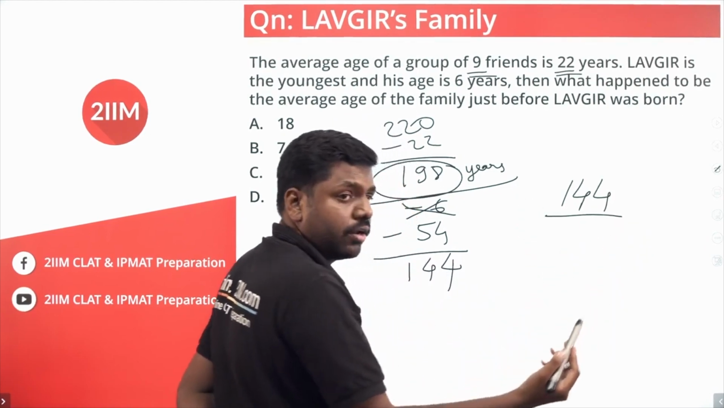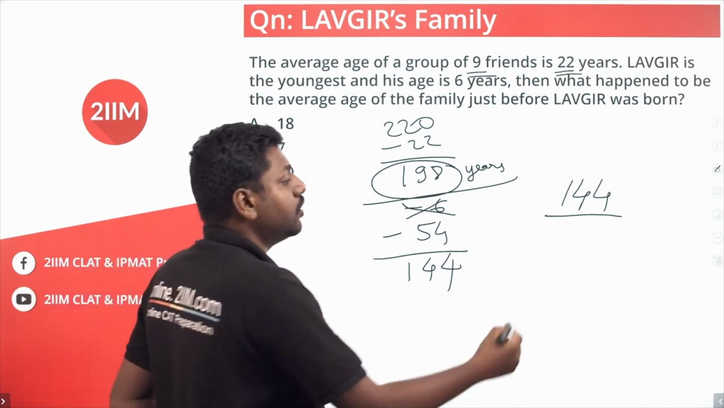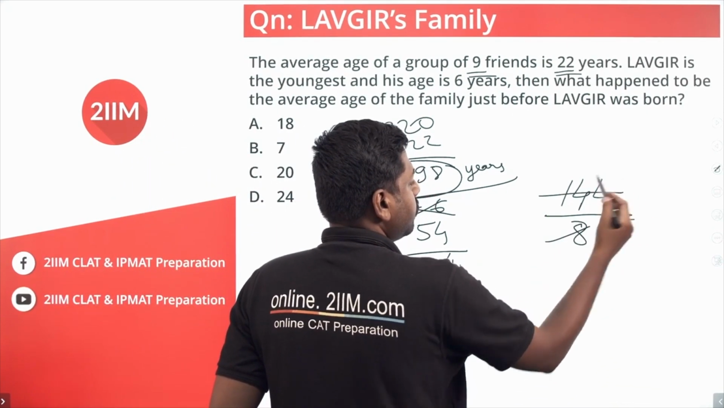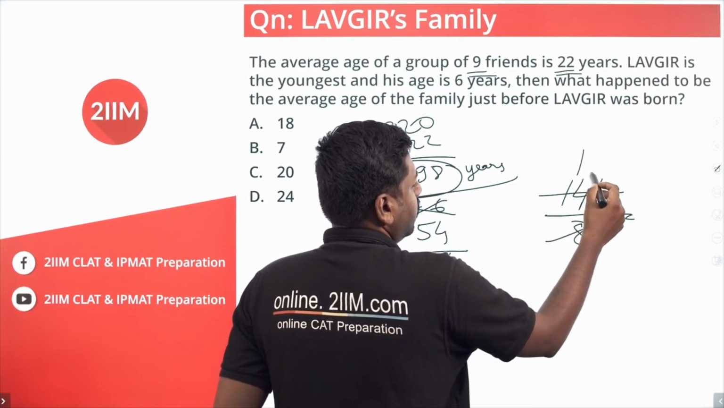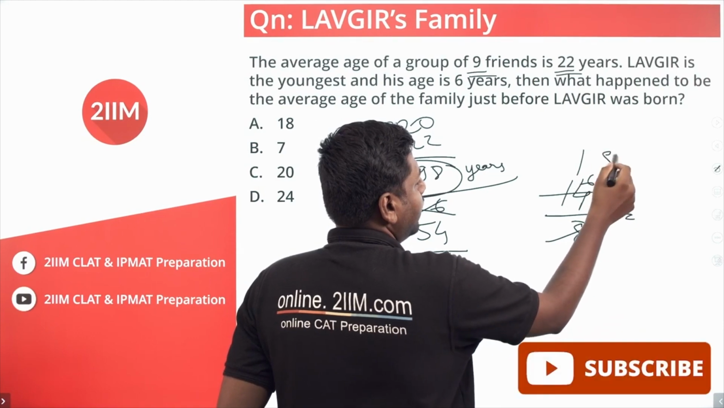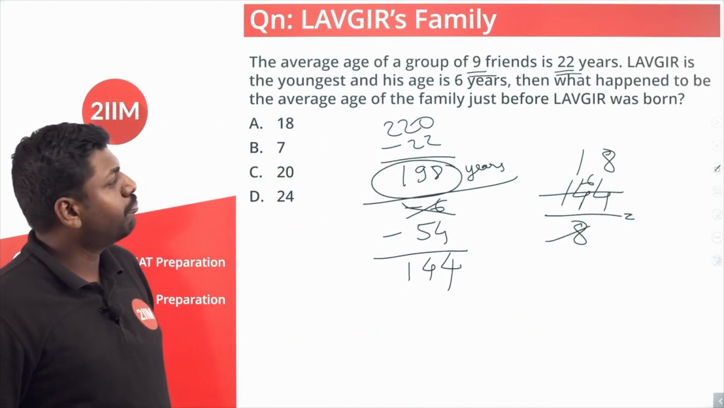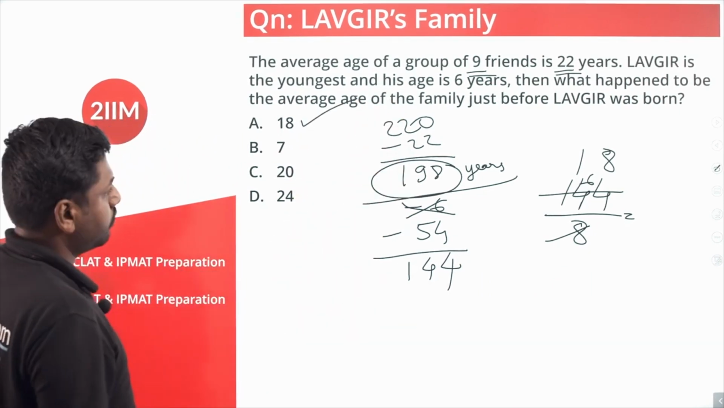144 is the total age of what? Of 8 people. So the average is 144 by 8. So this is 14 one time, and then there is 6, 64 is 8. So 18 years should have been the average age of the group before the last kid was born. 18 is your answer.